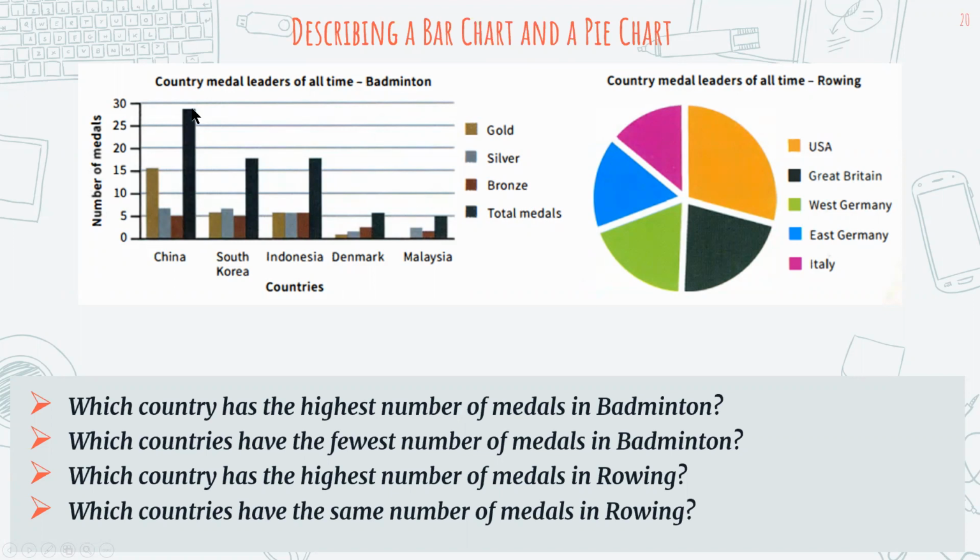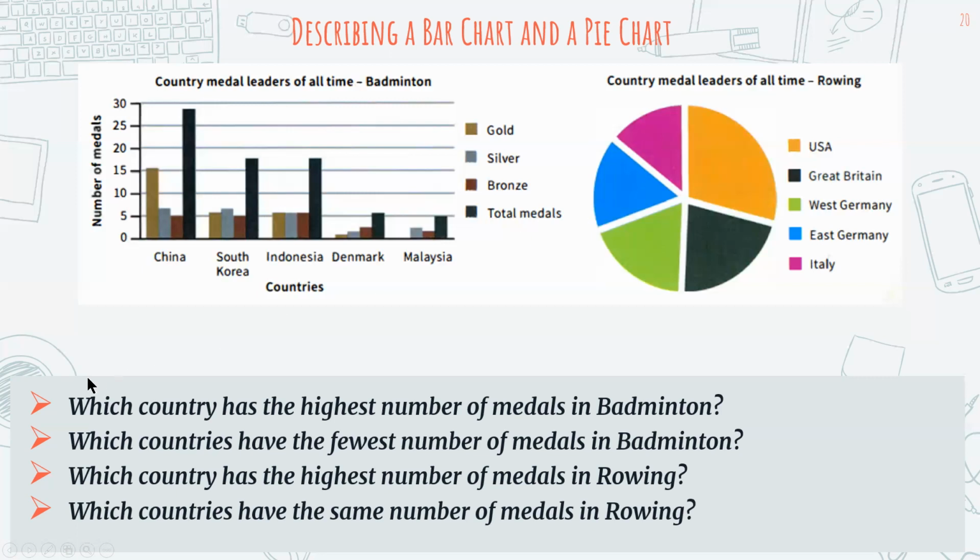As you can see, China has the most total medals and also the most gold medals. The highest, I mean, not the most, the highest. South Korea and Indonesia have a similar number of medals, obviously, and Denmark and Malaysia the fewest. Okay, let's take a look at the pie chart. Here we have the USA, Great Britain, West Germany, East Germany, and Italy. Of course, the USA has the highest number of medals, and here we have Great Britain, but the US obviously has more.